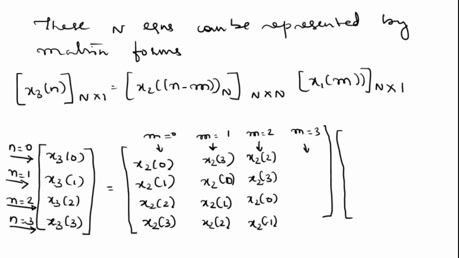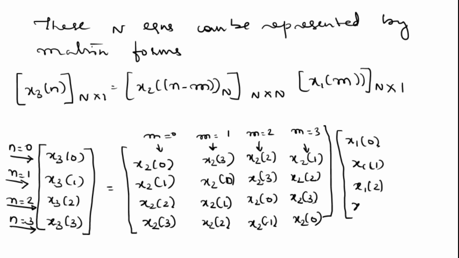So throughout this, m is equal to 3, n is equal to 0. 0 minus 3 means it is minus 3. So 4 minus 3 means 1. x2 of 1, x2 of 2, x2 of 3, and x2 of 0. And here it is x1 of 0 throughout this row, x1 of 1, x1 of 2, x1 of 3.